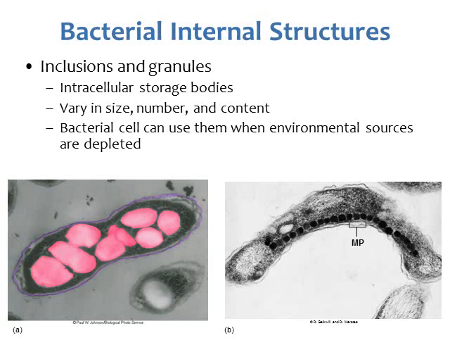Other types of internal structures, you can have inclusions and granules. These are just intracellular storage bodies, and intracellular means that they're inside of the cell. The number of inclusions or granules can vary in size, number, and content, so you can store different things. You can store carbohydrates, like starch, for example. You can store other types of energy sources. And the bacteria cells use that stored energy when the environment's resources get depleted. So these allow bacteria cells to survive when the environment goes bad.